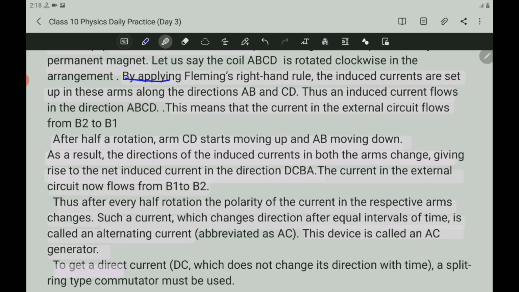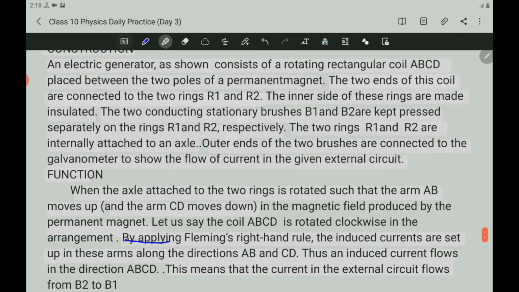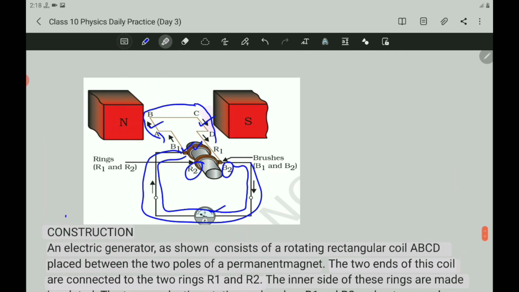To get direct current, what do you have to do? We have to use the split-ring type commutator, to have the current in the same direction. DC means direct current, which does not change its direction with time. Here the split-ring commutator is used instead of the rings R1 and R2.